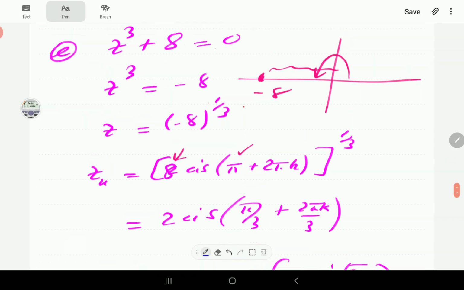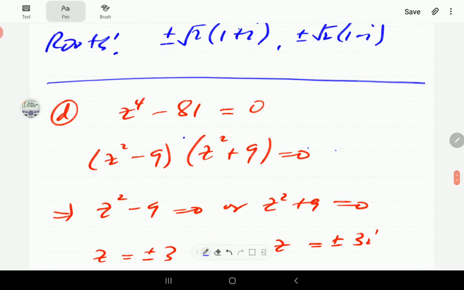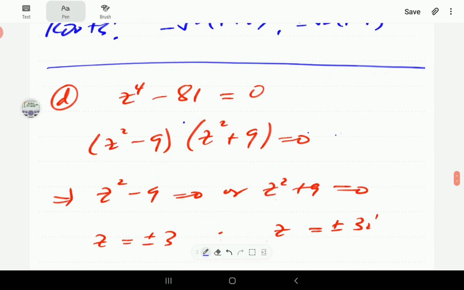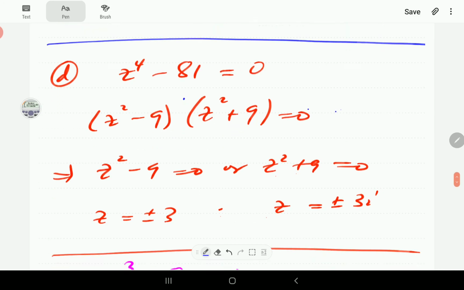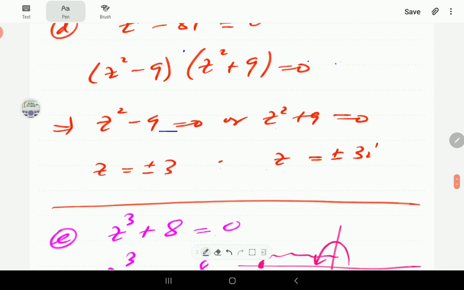It looks like we skipped D. D is 4th degree, z appears once, but we also notice that this is a difference of 2 squares. So if you like, it behaves like a quadratic because you only got power 4 and power 0. So we factorize it using the difference of 2 squares approach. So then either z is plus or minus 3 or z is plus or minus 3i. All right, thank you.